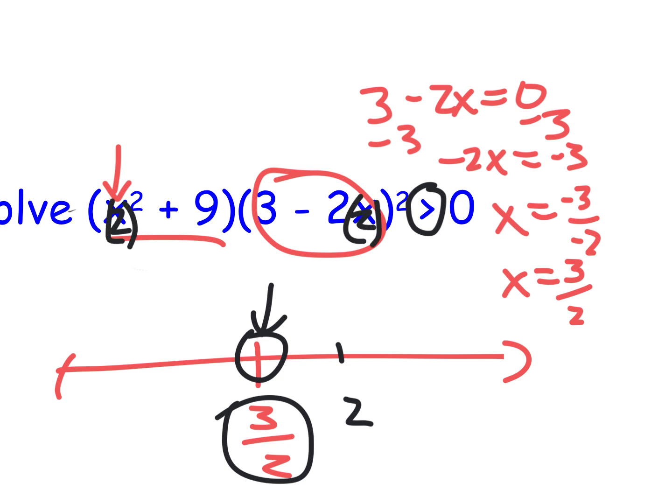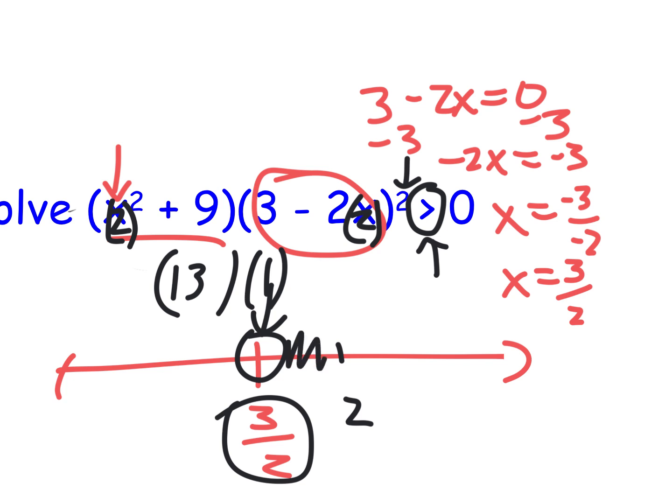2 squared is 4. 4 plus 9 is 13. And 3 minus 4, which makes -1, but it gets squared, becomes +1. That's a positive number. Are positive numbers bigger than 0? Yes, they are. So it works out there.